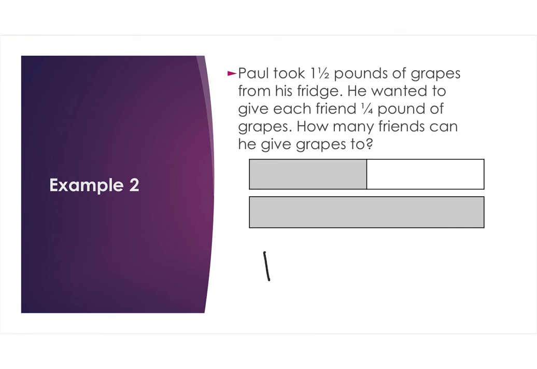So I'm going to take 1 1/2, and we're going to divide it into 1/4 sections. So my shaded area is 1 1/2. I want to give each friend 1/4. So I need to split my wholes up into 1/4 sections. And then I can count how many sections I have. So 1, 2, 3, 4, 5, and 6. So he can give 6 friends.